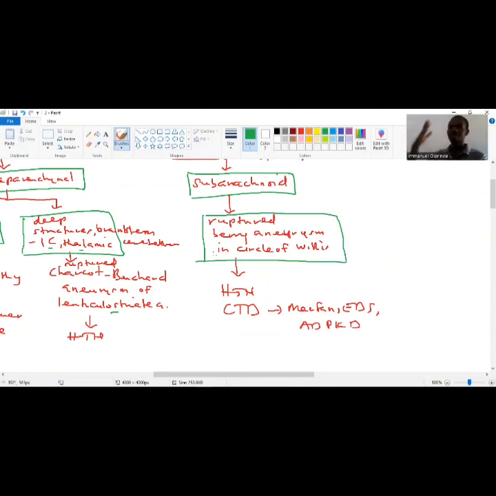Circle of Willis. Vertebral artery comes in, forms the basilar artery. Basilar artery continues as the PCA. And PCA communicates with the MCA with the anterior communicating artery. ACA communicates with each other with the anterior communicating artery. Posterior communicating artery connects PCA and all that.